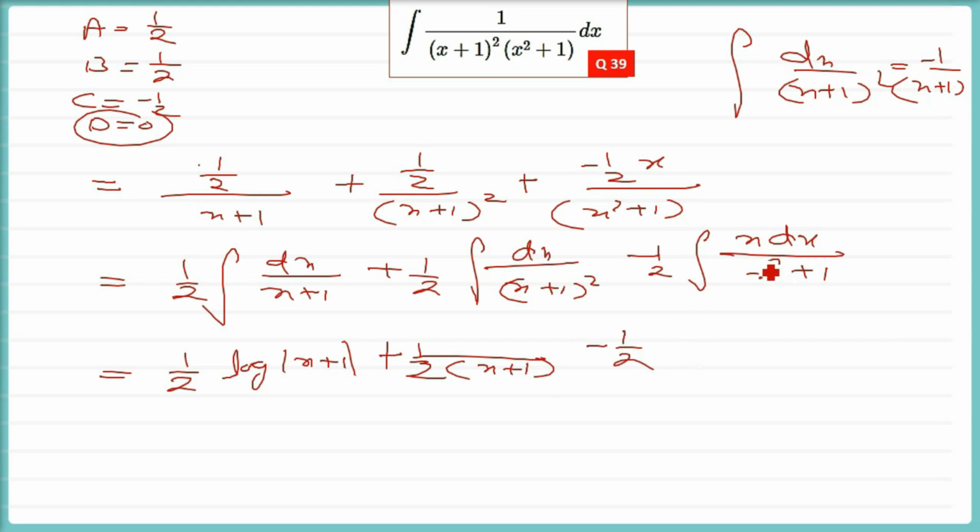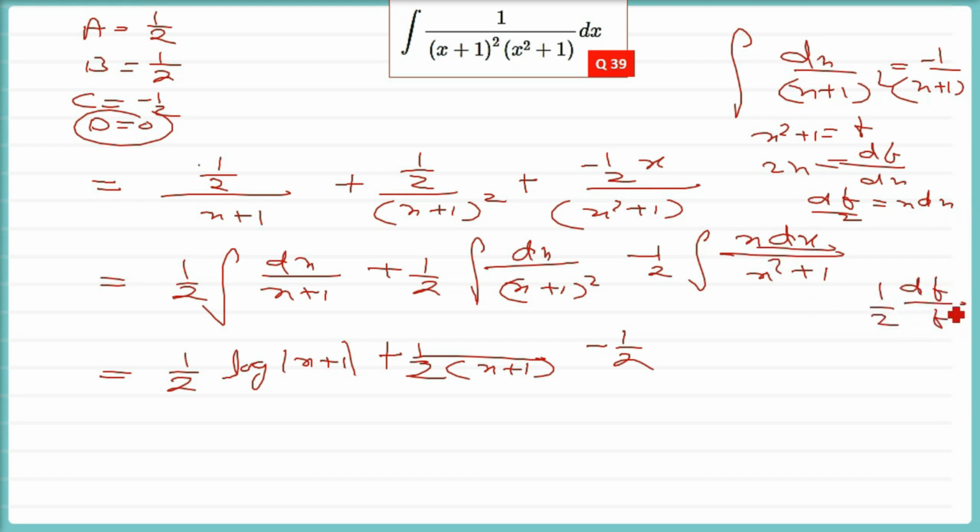Next one is what? It's negative half, x square plus 1, you can write it as t. dt by dx will be equal to 2x. So dt by 2 will be x dx. This will be dt by 2. You can take 2 outside. You have to integrate dt by t because t we have taken as x square plus 1. So log modulus t, half log modulus t. Half is already there, so half into half is 1 by 4, and log, this will be modulus of x square plus 1 plus constant of integration.